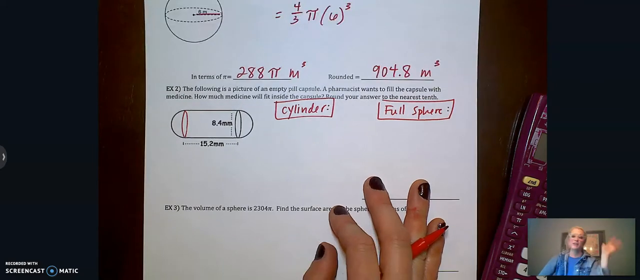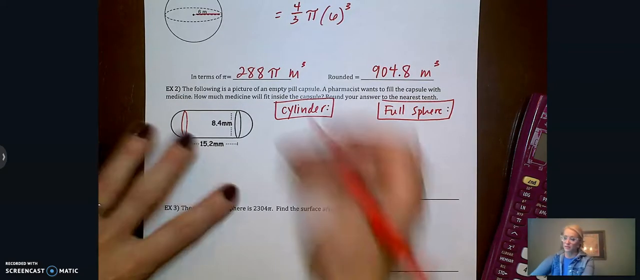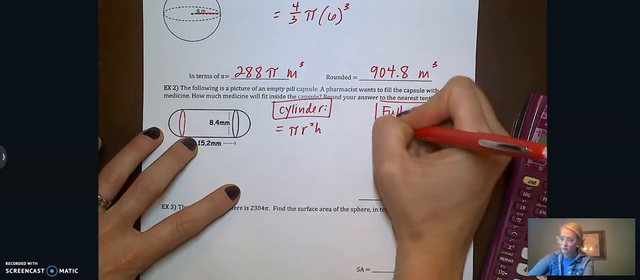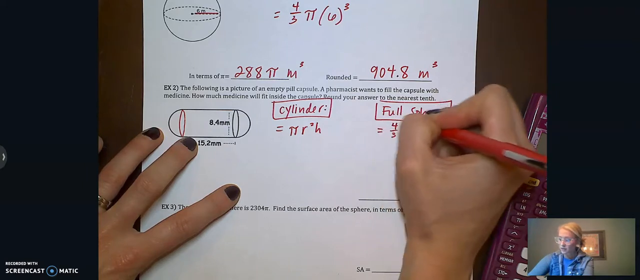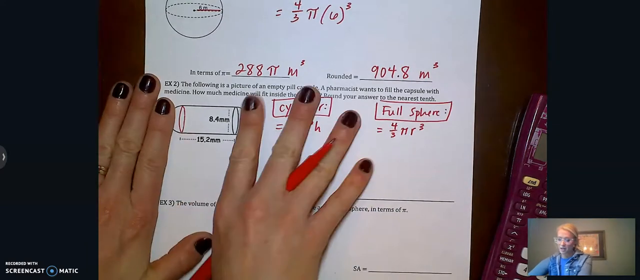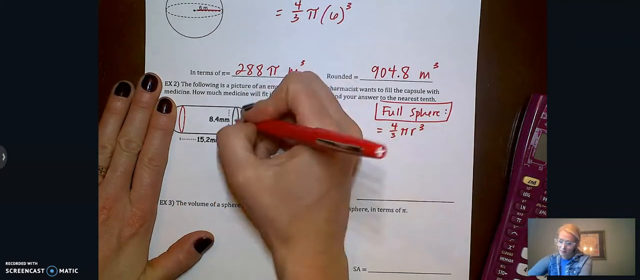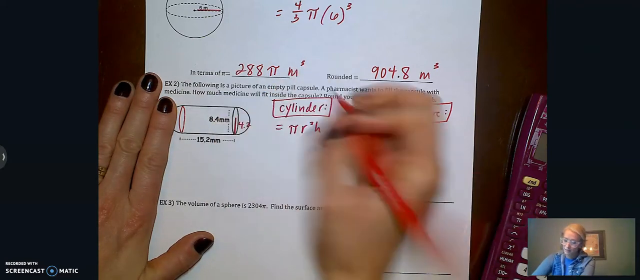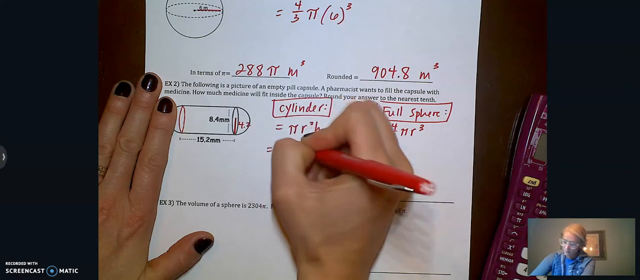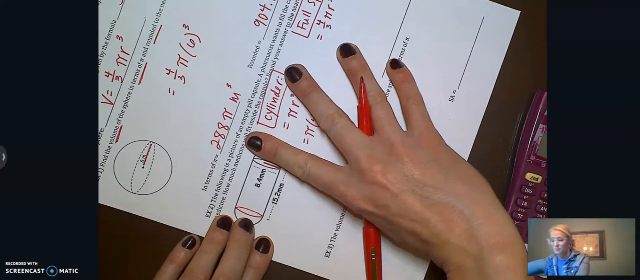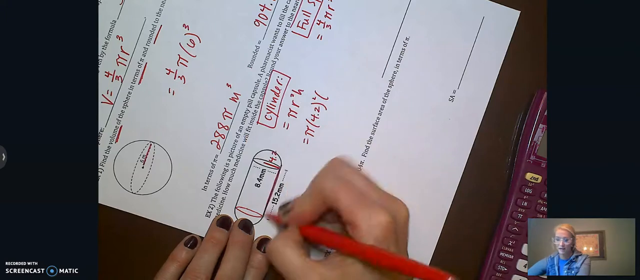So backtrack to volume of a cylinder. We're talking volume, pi r squared h. Sphere, I know, is what I just learned, 4/3 pi r cubed. So I need the radius and the height. I'm talking about the cylinder. The radius would just be here. So the whole thing is 8.4. 4.2 would be my radius. Now, the height of the cylinder is the piece that connects the circle bases. Maybe you like looking at it like that. But 15.2 is the height of the cylinder.